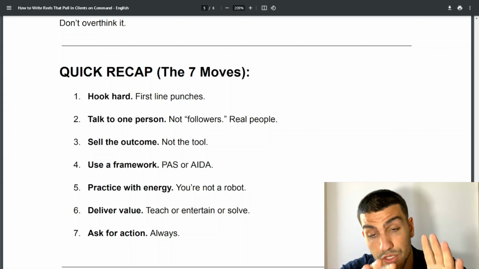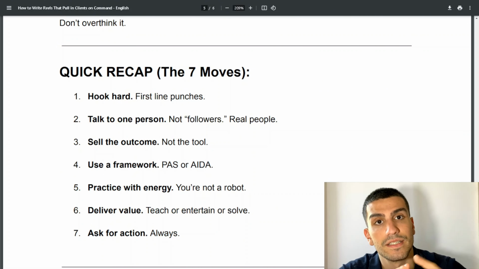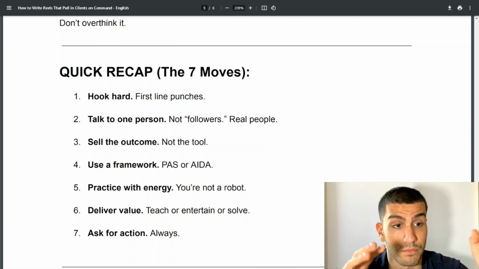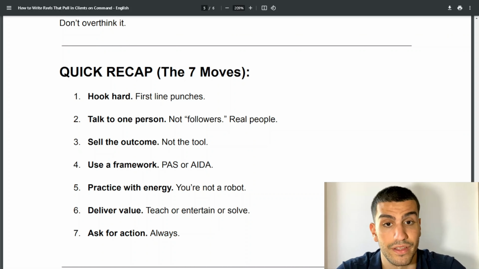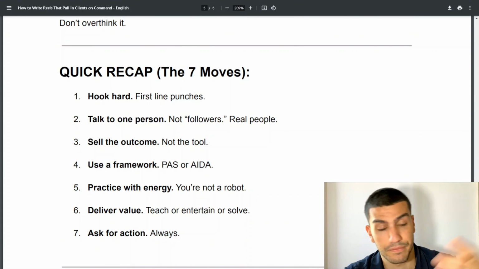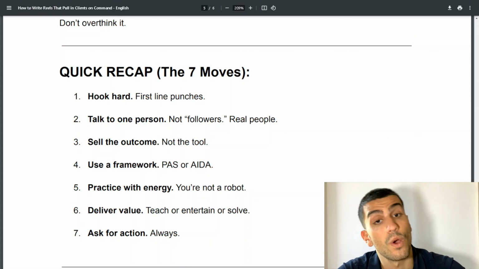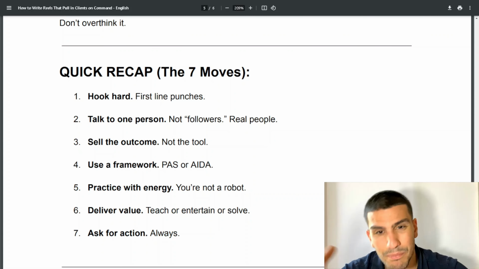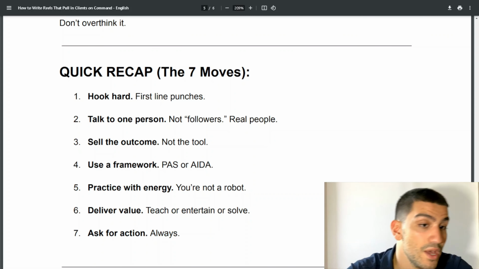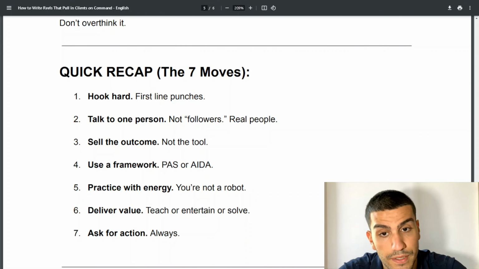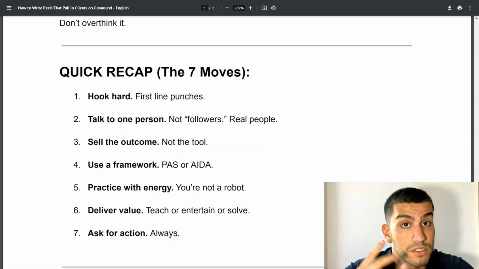Just a quick tip: PAS, problem, agitation, solution, works for almost every business. But sometimes AIDA, attention, interest, desire, action, overpowers this and is better. It depends on the business, what you're doing, and what your goal is. So choose wisely. Number 5, practice with energy.